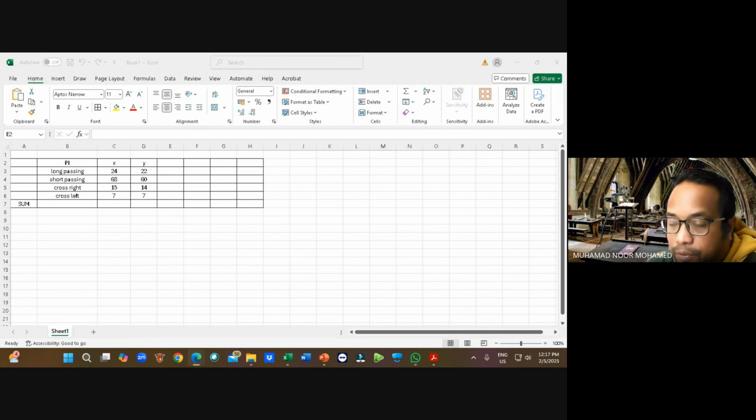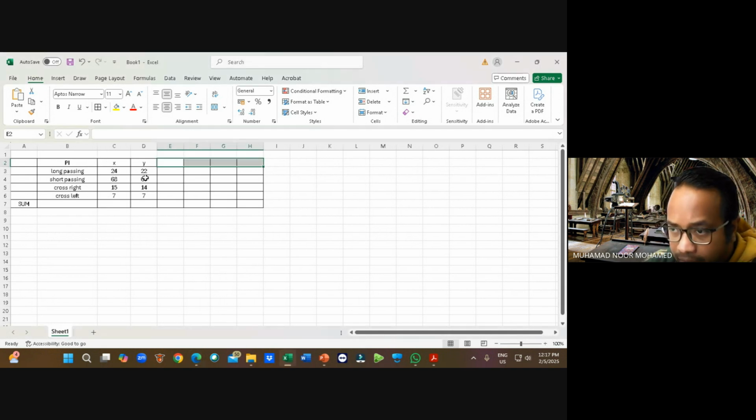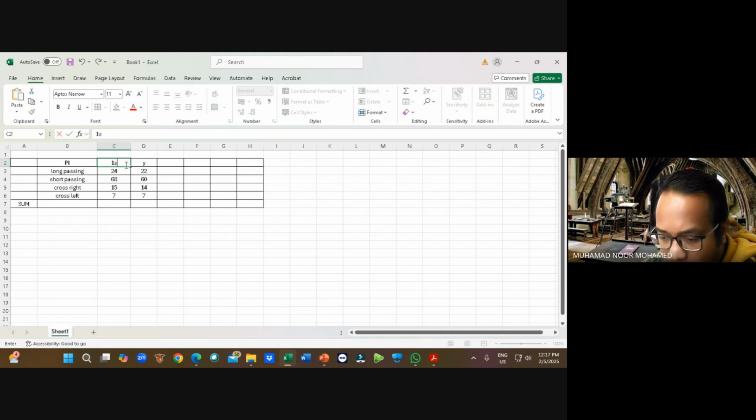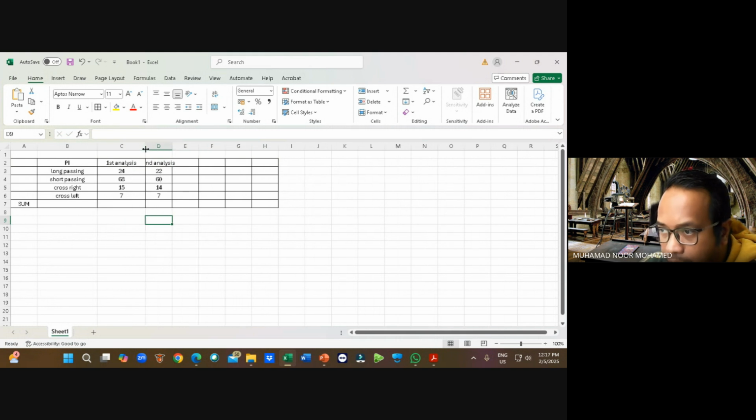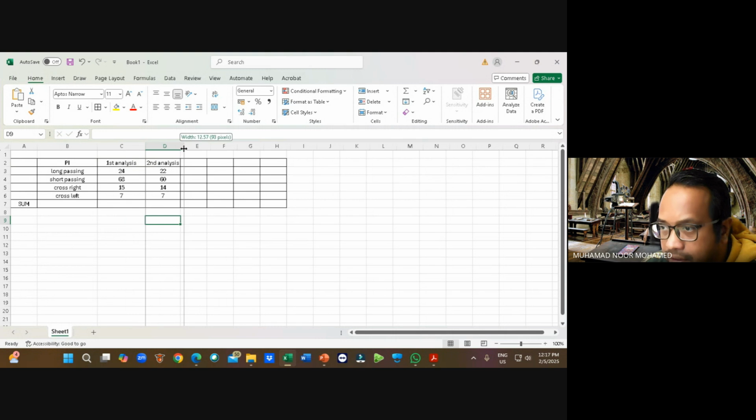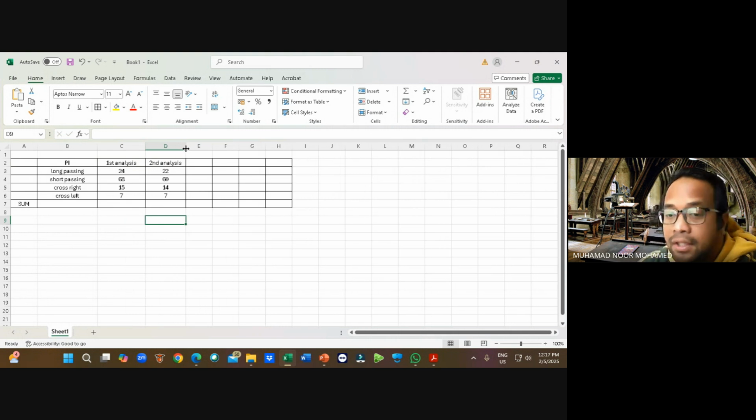So today I'm going to show you how to calculate reliability testing, and we are going to do this exercise using the set of data that has been given in your notes. Based on your notes, these are the data that we have: PI, long passing, short passing, cross left, and then the first analysis and the second analysis. This is an example of what we call intra-tester, a test conducted by one tester observing the same match twice.